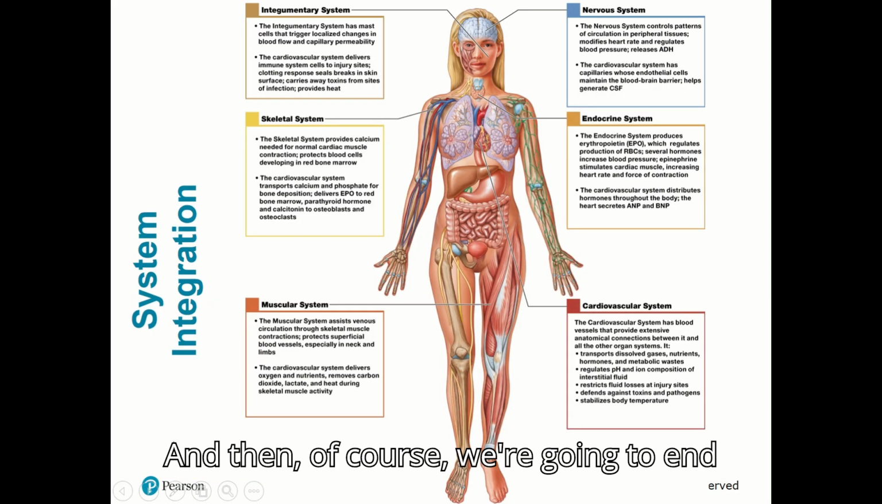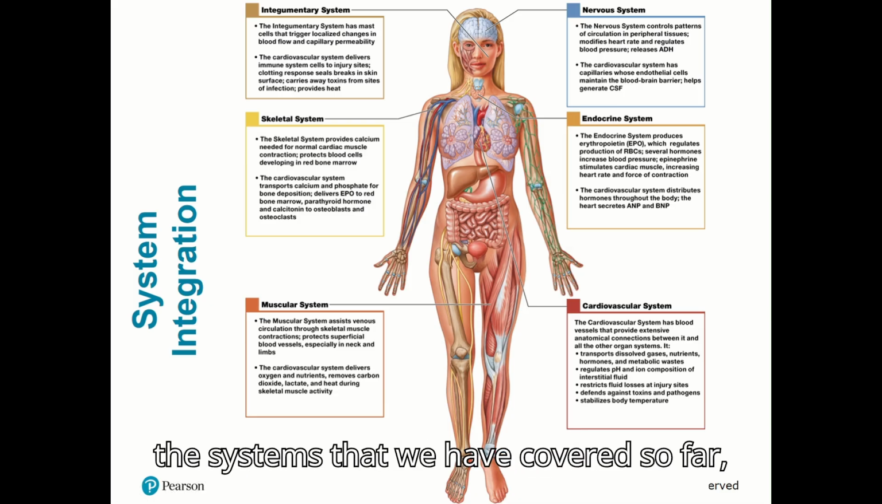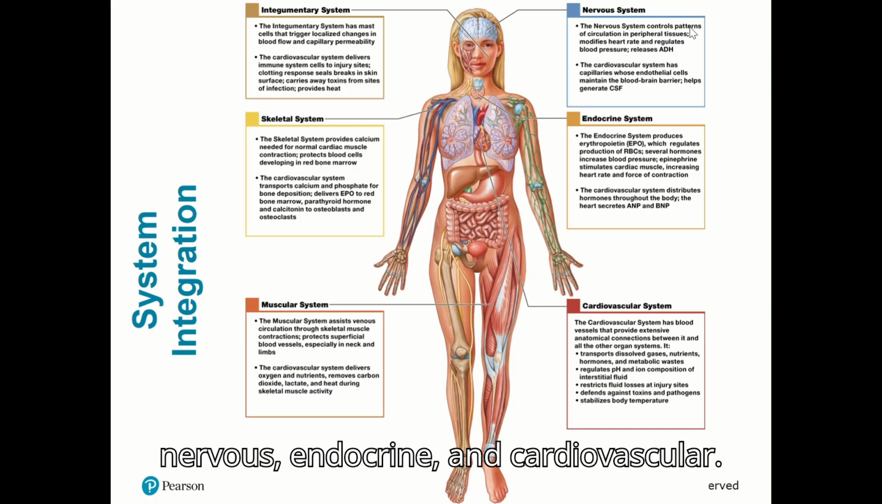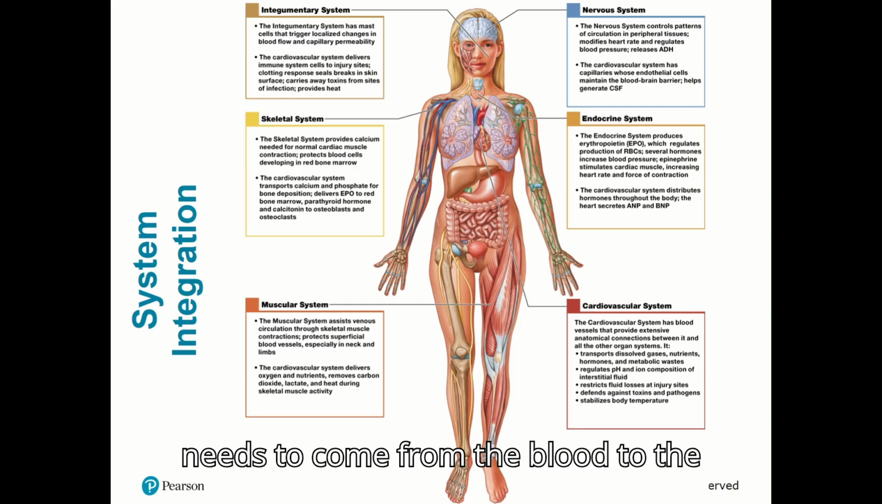And then, of course, we're going to end with our system integration. For system integration, we're going to look at all the systems that we have covered so far: integumentary, skeletal, muscular, nervous, endocrine, and cardiovascular. So we know, of course, the cardiovascular system is delivering all the different stuff that needs to come from the blood to the different systems.